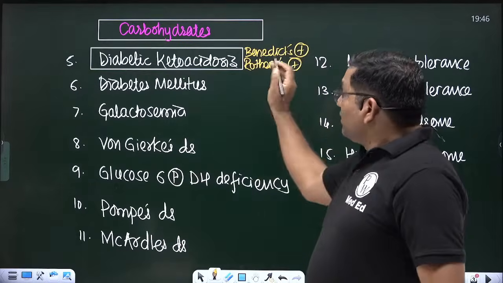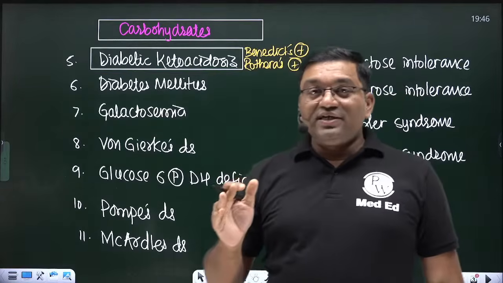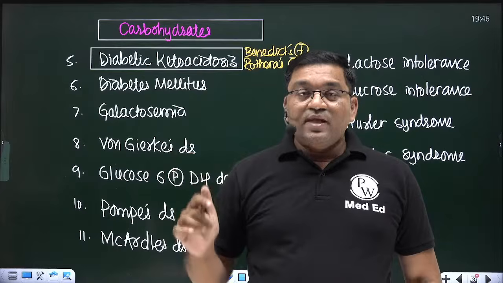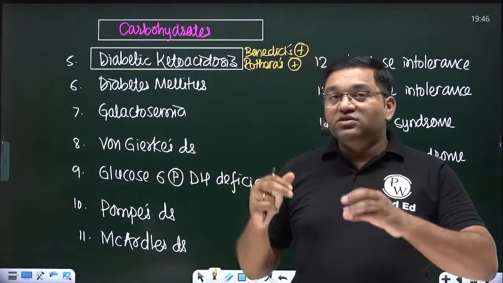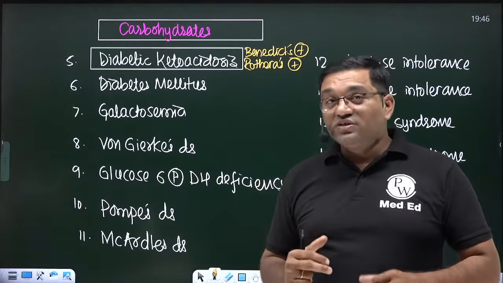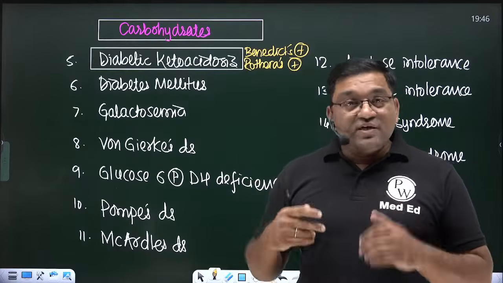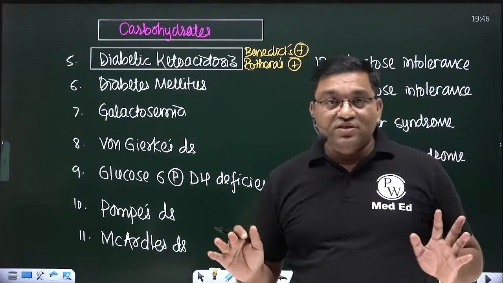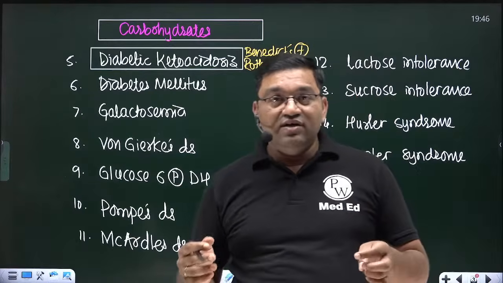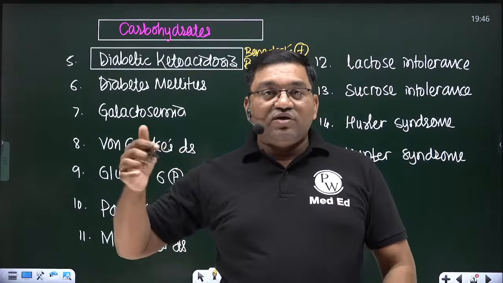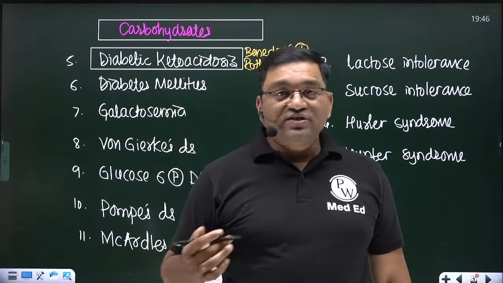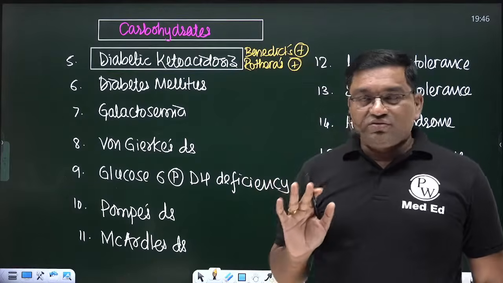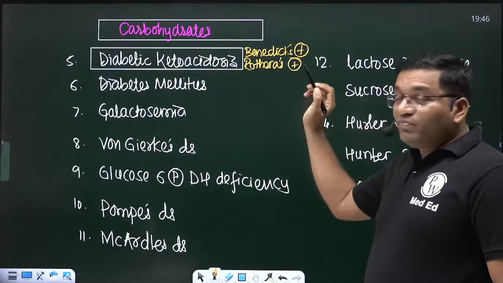So remember, whenever there is positive Benedict test, positive Rothera's test, whenever there is history of diabetes, the patient is brought to the hospital in semi-conscious or unconscious state with deep rapid breathing, that is Kussmaul respiration, and there are acid base disturbances, meaning the bicarbonate level, pH and the PCO2, partial pressure of CO2 is given, that indicates diabetic ketoacidosis. Okay, so Rothera's test positive, Benedict test positive.